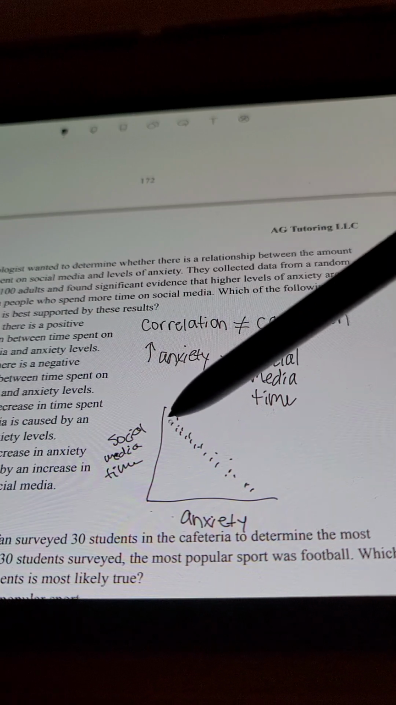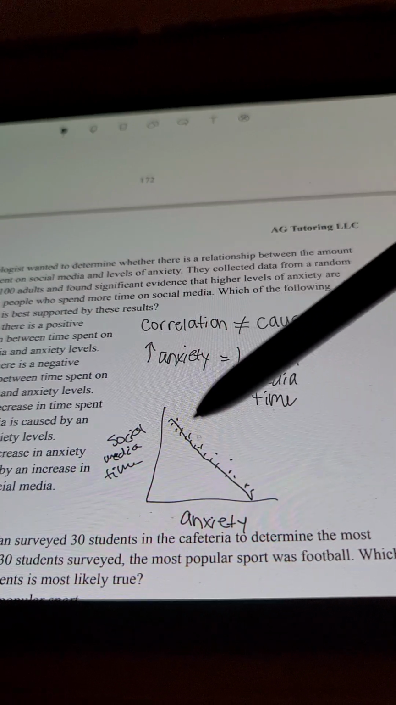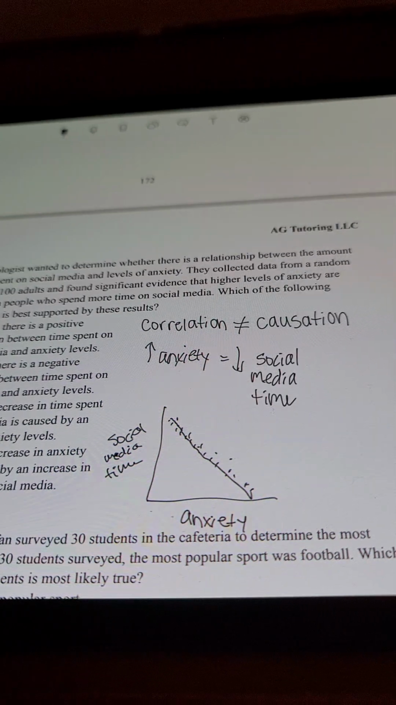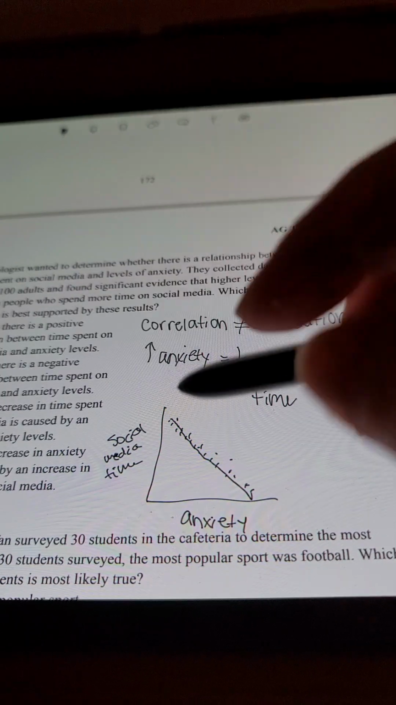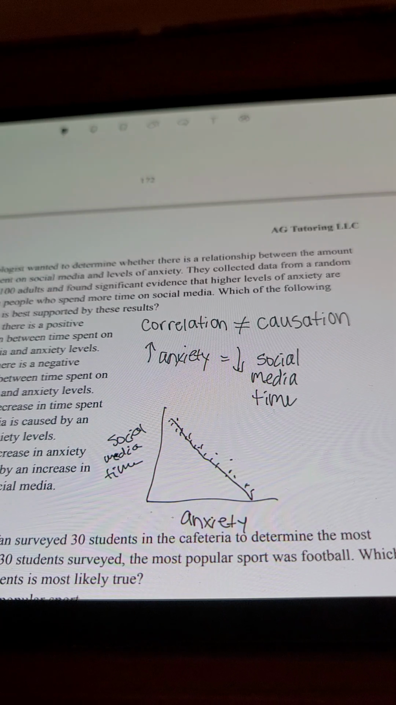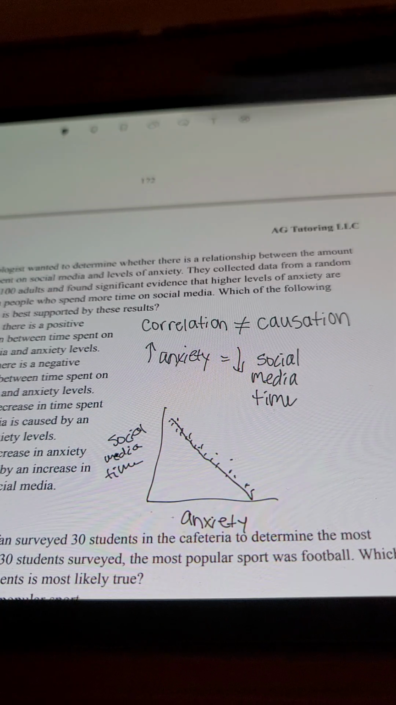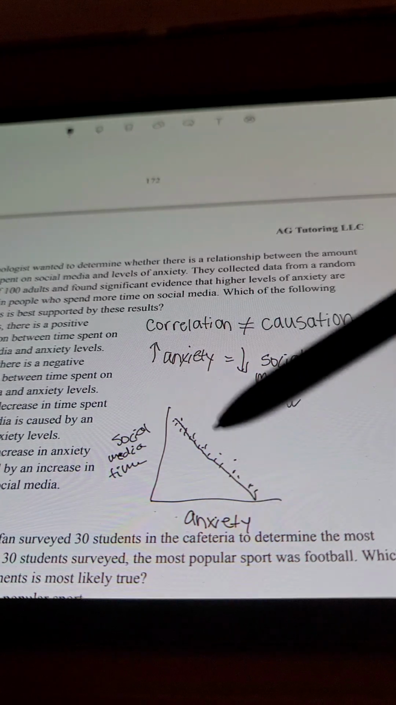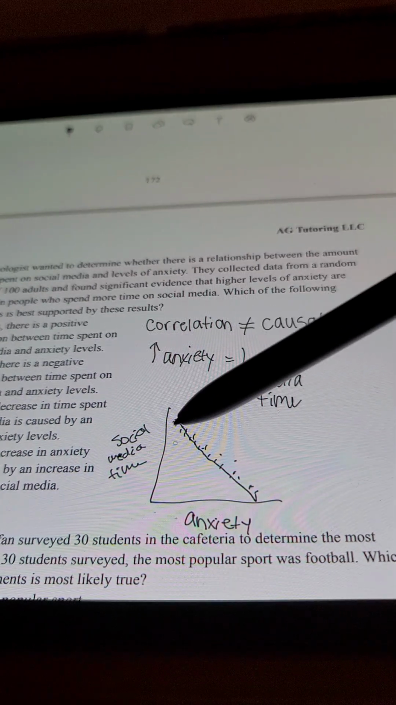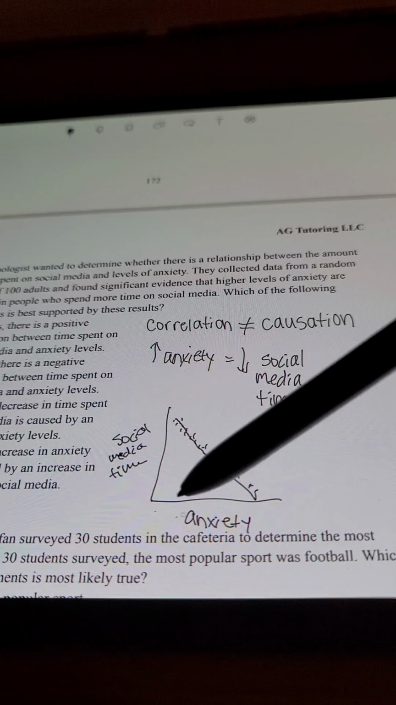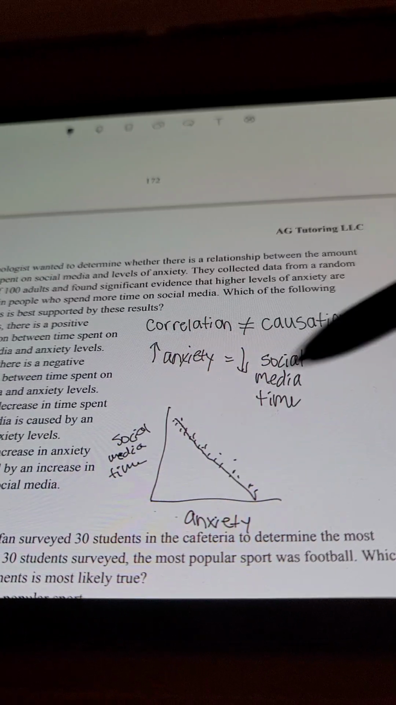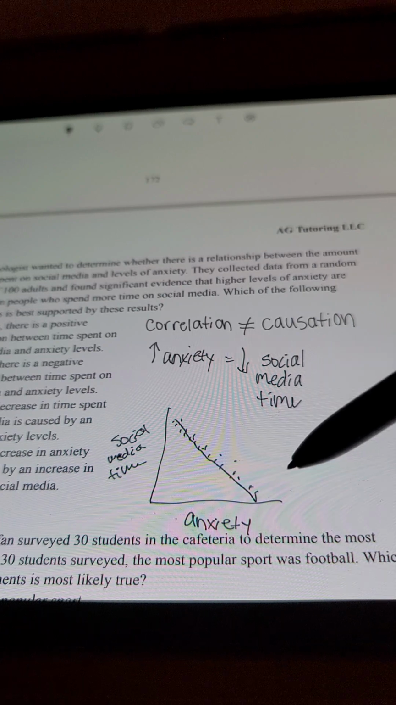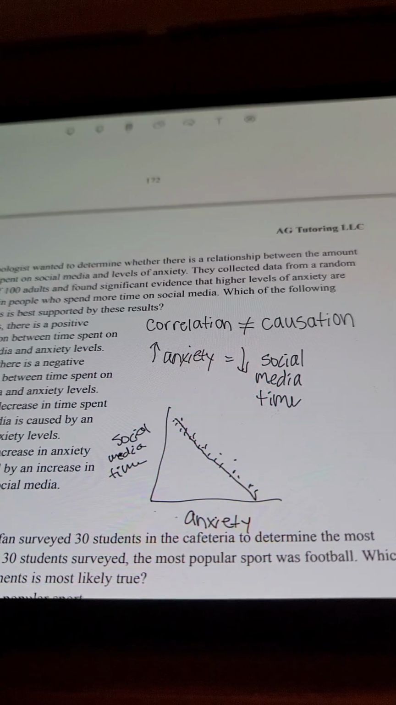So basically, if you're envisioning a line on the scatter plot, it kind of looks like a line with a negative slope where all the dots for the scatter plot are pretty close together to have that strong negative correlation or association. So you see the social media time is this axis, so that keeps on decreasing as we increase along the anxiety axis. So as one is decreasing, the other increases. So that would be a negative correlation or negative association.